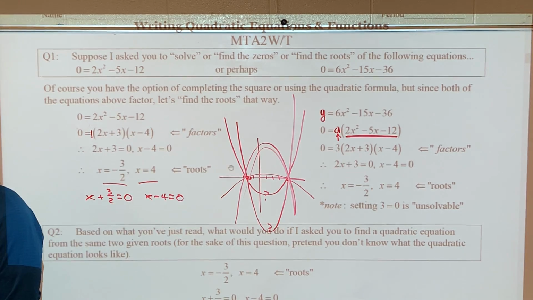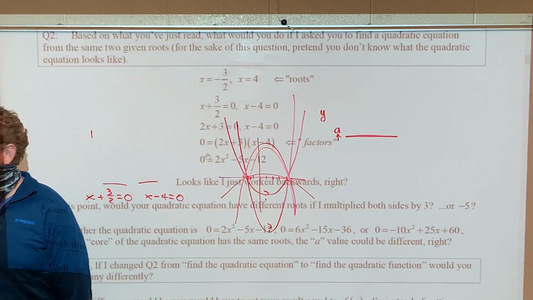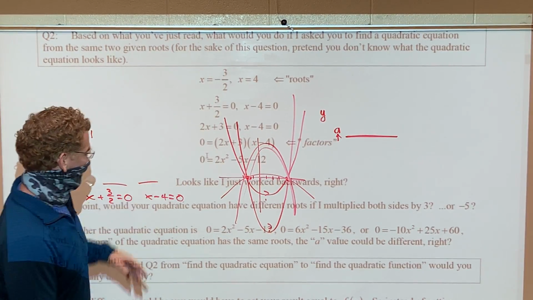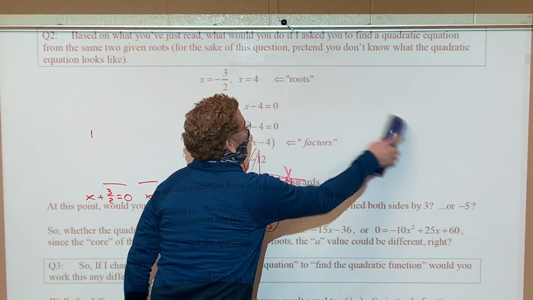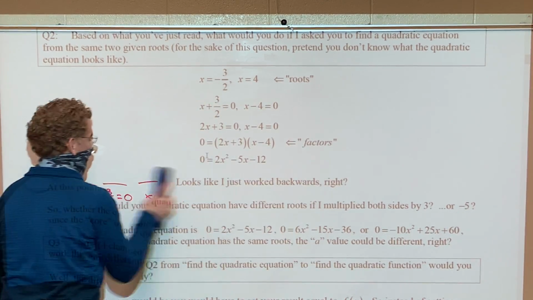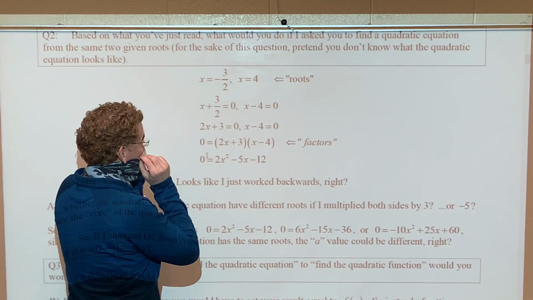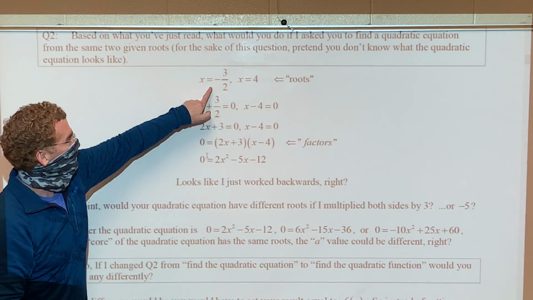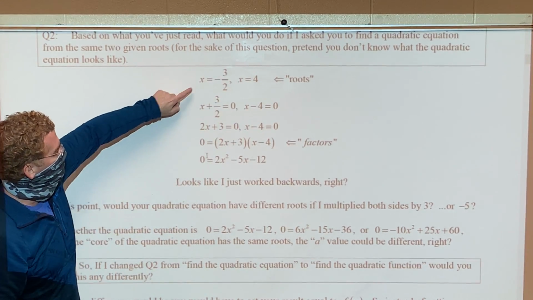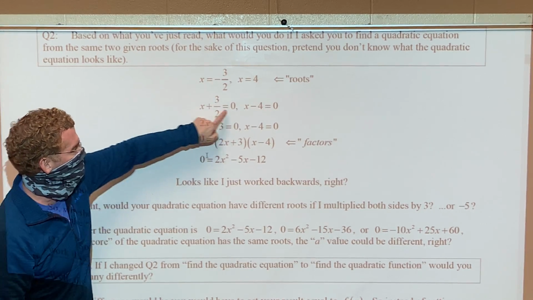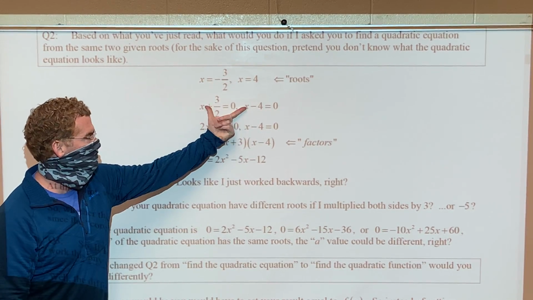So the point of this is I want to say, if I give you roots, and I'm going to show you a little shortcut on this too. If I give you roots like this, all you have to do to come up with a quadratic equation that has these roots is subtract the root from the x, which is basically going to change the signs so that you turn them into factors.